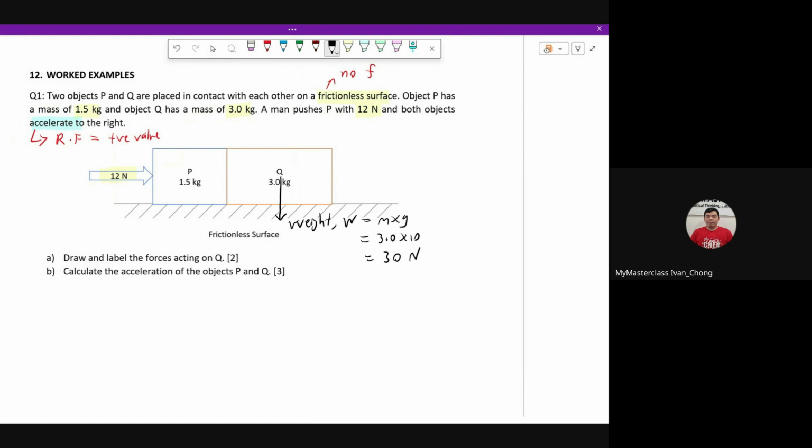And then your normal contact force. Okay, your normal force, N. Okay, and N will be the same as W, because up and down, you are not moving up and down. We are only moving left and right. So up and down means my forces are balanced. So these two are the same, it is 30 Newton.